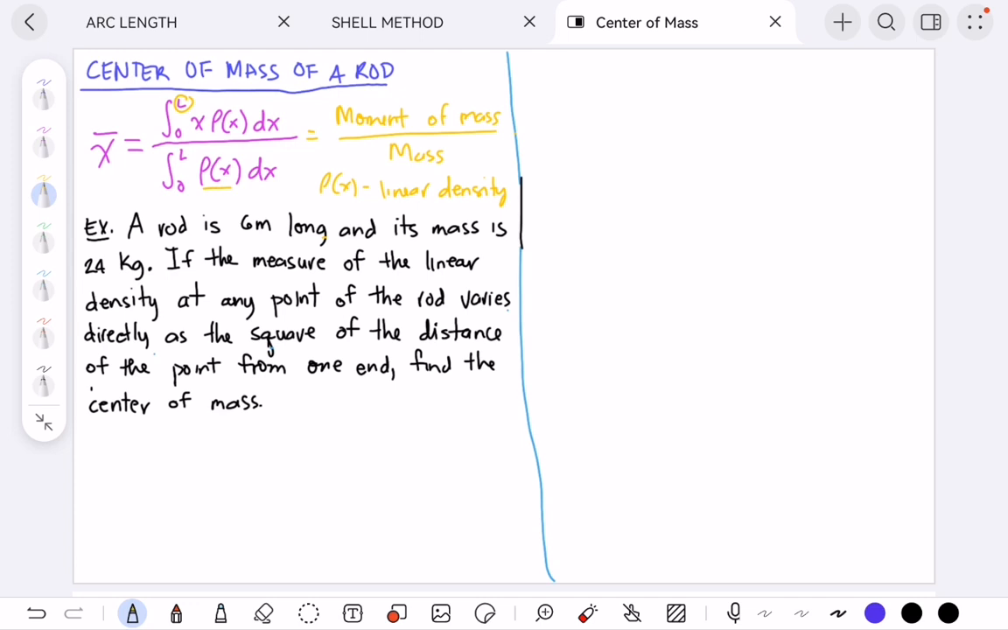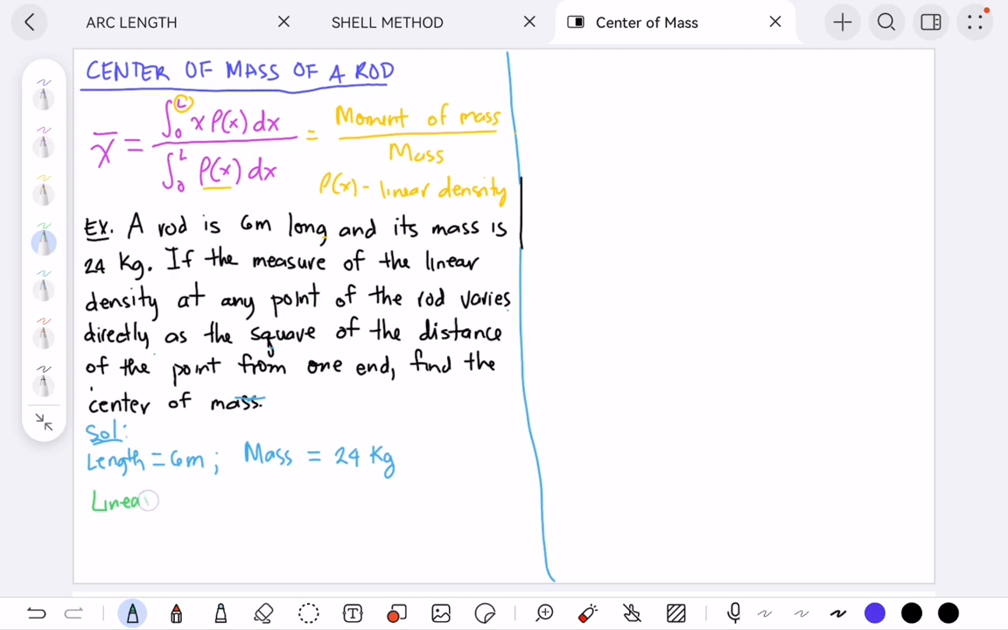Now let us look at this example. We have a rod. The length is 6 meters. So let me note that here. The length is 6 meters. Another piece of information is its mass. The mass of the rod is equal to 24 kilograms. And there is also information given about its linear density.